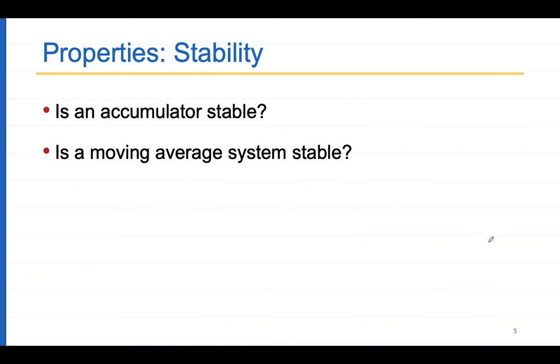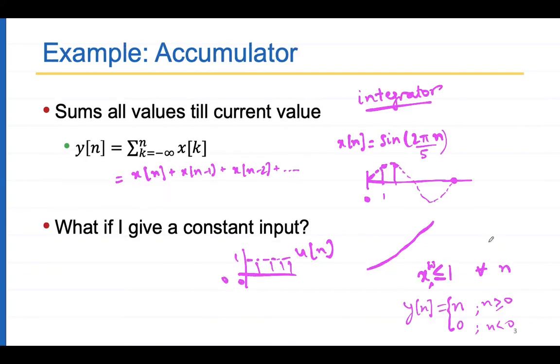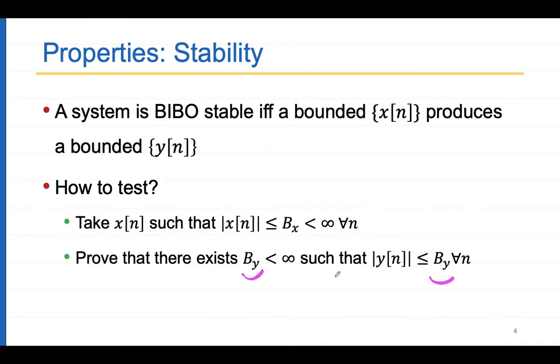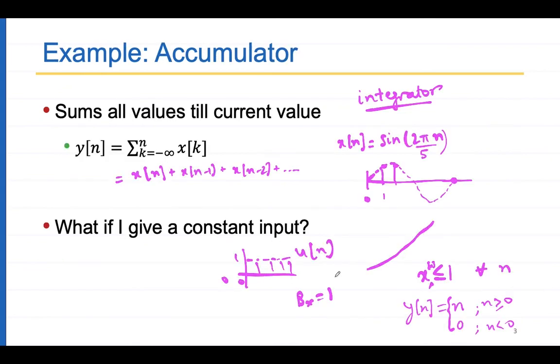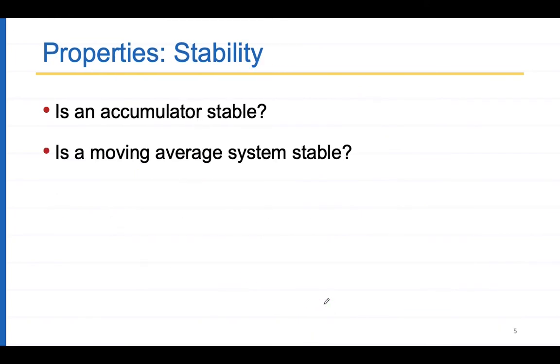So is an accumulator stable? Let's go back to the accumulator example. If I give a constant input, my x of n is bounded, right? My B x is equal to 1. But my B y does not exist because my y of n is n, and as n keeps increasing, this is unbounded. I cannot find a B y, so the accumulator system is not stable.